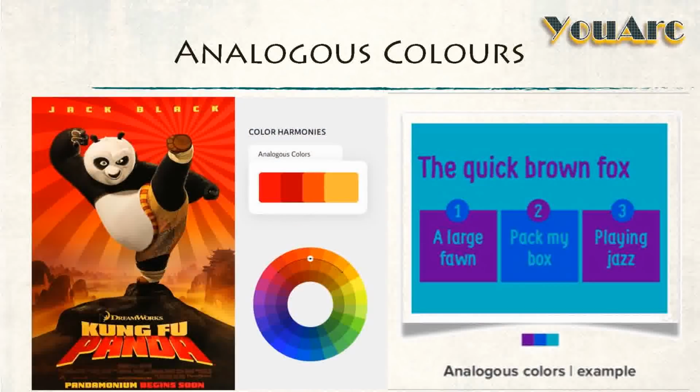Let's see an example for analogous color. In this particular poster, we could see the color combination. See, we can see an extended analogous color combination here in this particular poster.